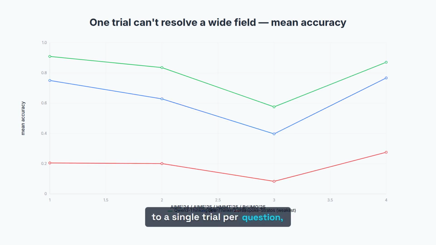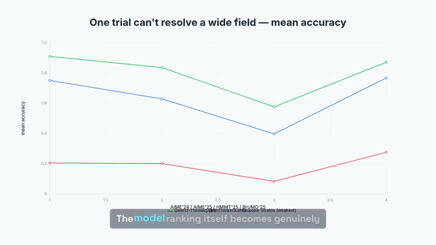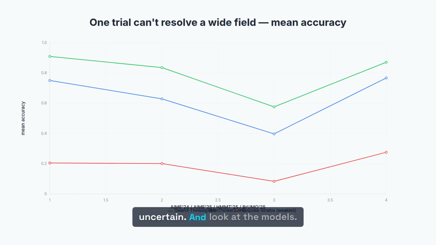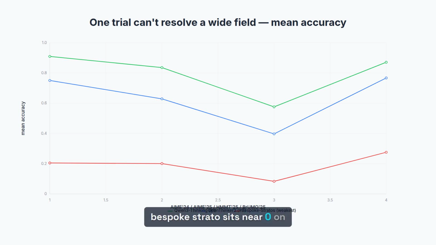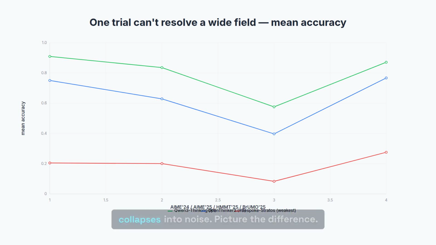Drop to a single trial per question, which is what almost every public benchmark actually runs, and the picture flips. The best methods reach tau around 0.86 on the combined set. But on the hardest benchmark, HMMT 25, no method beats 0.79. The model ranking itself becomes genuinely uncertain. And look at the models. Qwen 3 Thinking dominates every benchmark, while Bespoke Stratos sits near 0 on HMMT. One trial, and the field collapses into noise.